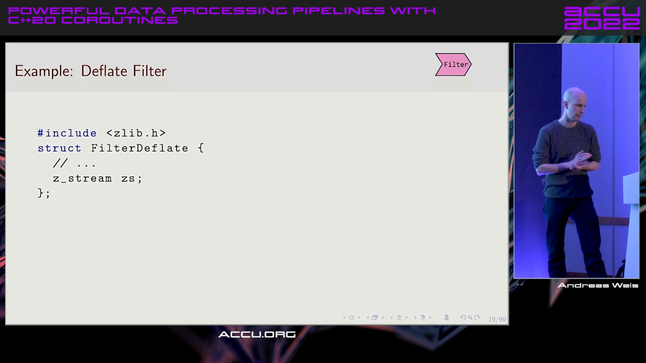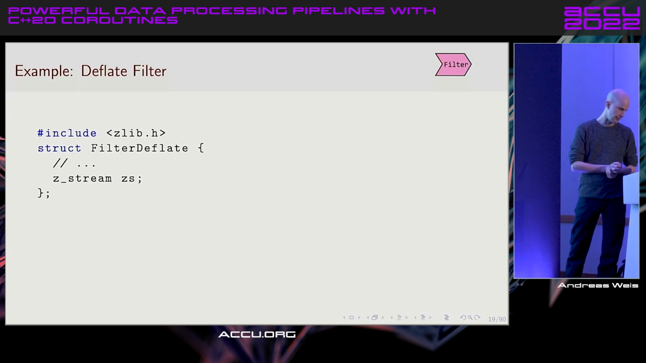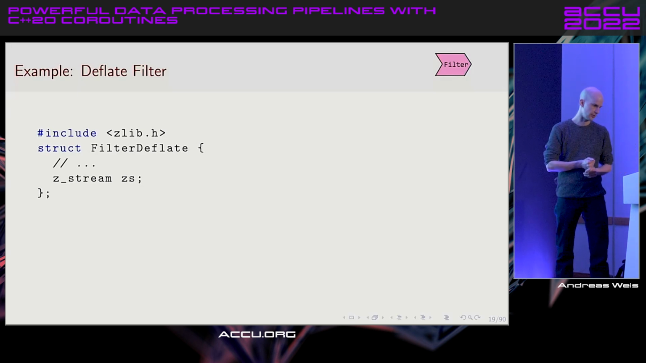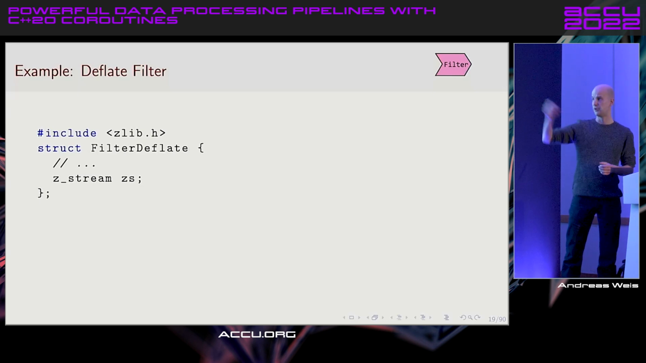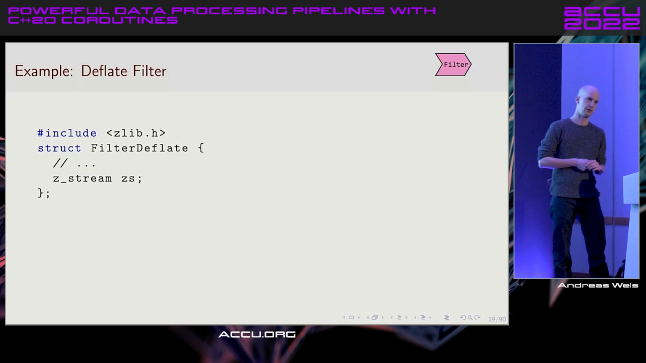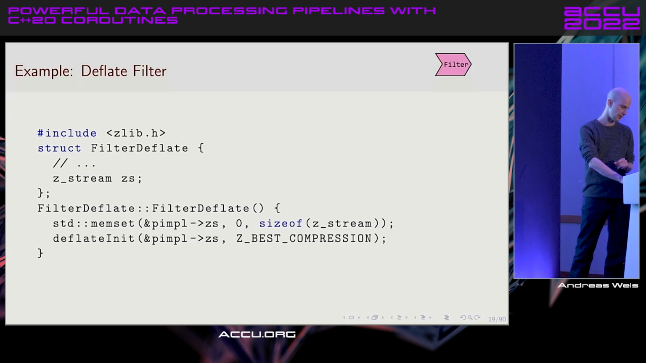A filter that's a little bit more interesting is the deflate filter. This is now implemented through zlib. I'm using this z_stream object that we saw in the beginning, which is at the center of zlib.